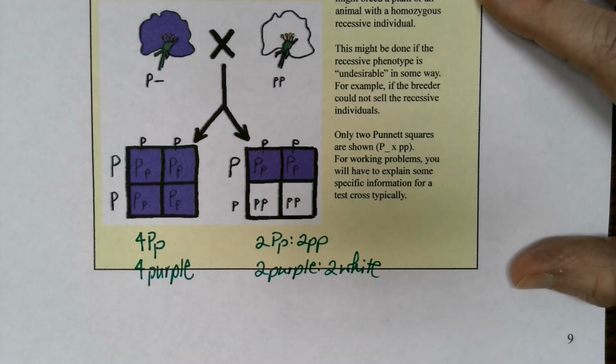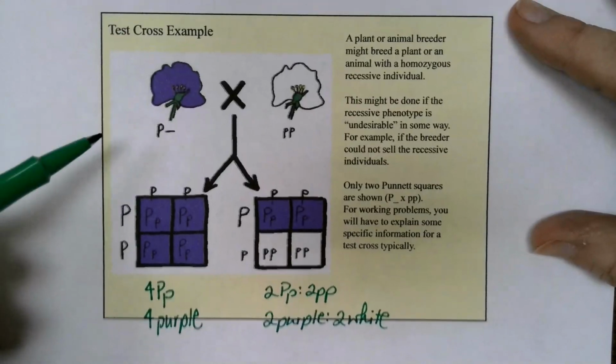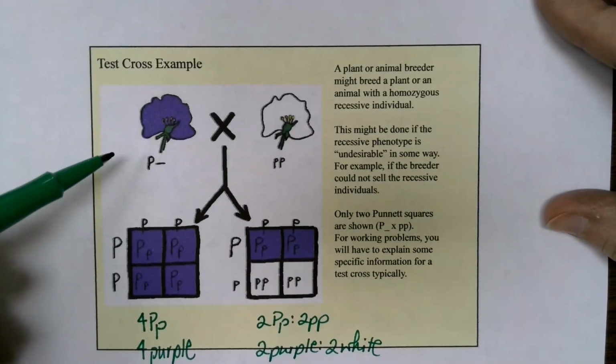And then you're going to have to be able to explain to me why you would do this. Okay, and the reason that you're doing a test cross is that, as in this case, as the student, you don't know what that second allele is.